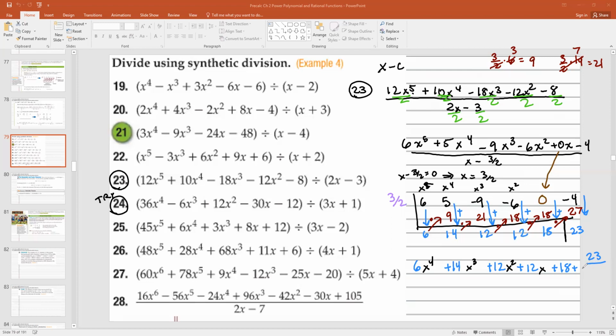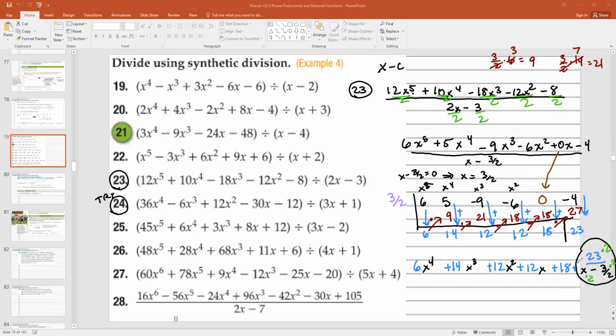Now we had, our c was 3 halves. So x minus 3 halves. However, we don't want to write it as a fraction. We don't want a fraction in a fraction, so we want to simplify that. So we're going to multiply just this one, just this term. What are we going to multiply it by? By that denominator to get rid of it. So we're going to multiply everything here by 2. So multiply this by 2, multiply this by 2, and multiply this by 2.